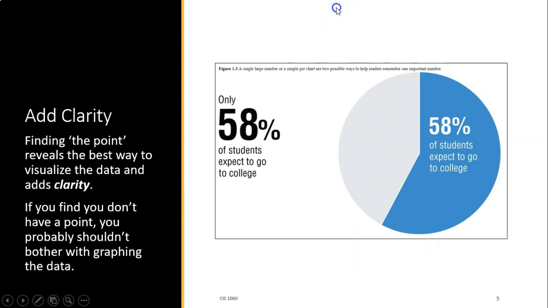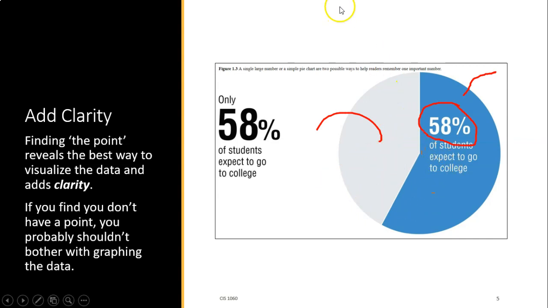Now, side note, I'm going to make comments about pie charts throughout our discussions about data visualizations. There are good times and bad times to use pie charts. I'm going to say this is one of the few times it's okay to use a pie chart. And the reason is because we have two numbers. We have 58% of students that expect to go to college, and then the remaining 42% of students that expect not to go to college.